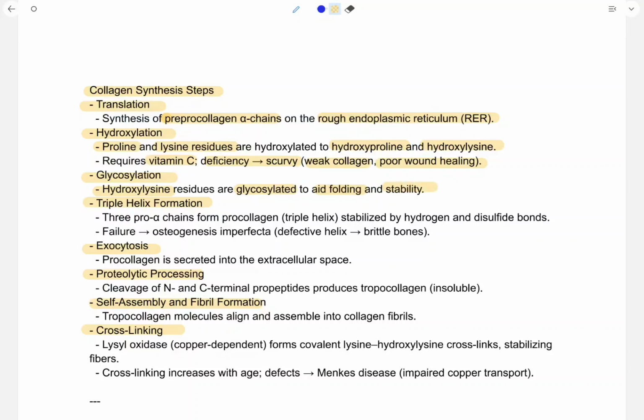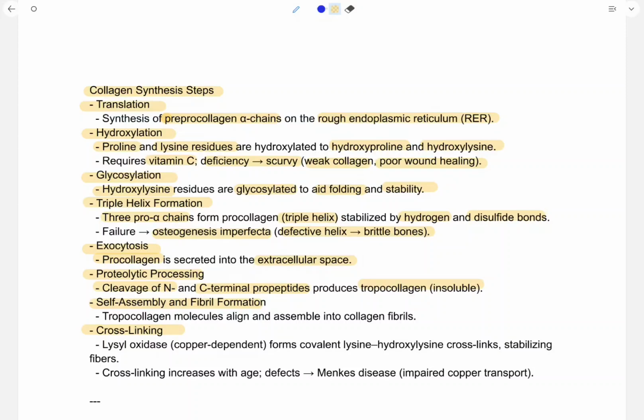Triple helix formation. Three pro-alpha chains form the procollagen triple helix, stabilized by hydrogen and disulfide bonds. Failure of triple helix formation leads to osteogenesis imperfecta, a defective helix that leads to brittle bones. Exocytosis: procollagen is secreted into the extracellular space. Proteolytic processing: cleavage of N and C terminal propeptides produces tropocollagen, which is insoluble.